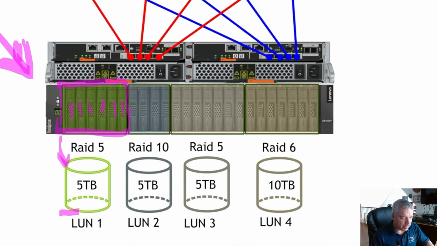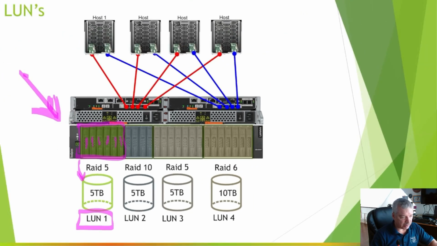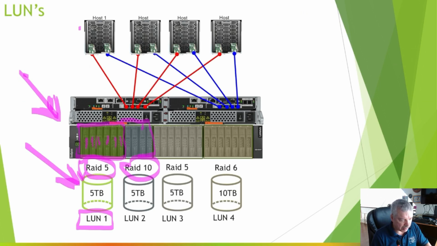LUNs are what your host, your ESXi server, sees. Your ESXi server doesn't see 6 individual hard drives. It only sees this LUN here. And then let's say this is another array. Maybe I'm doing RAID 5 on this first one, and RAID 10 on this second one. This is a 5 terabyte LUN 2. Here I'm doing RAID 5 again, and I'm doing RAID 6 over here, whatever the case may be.